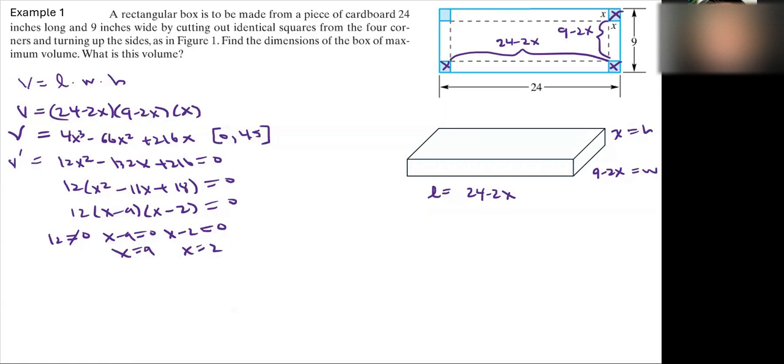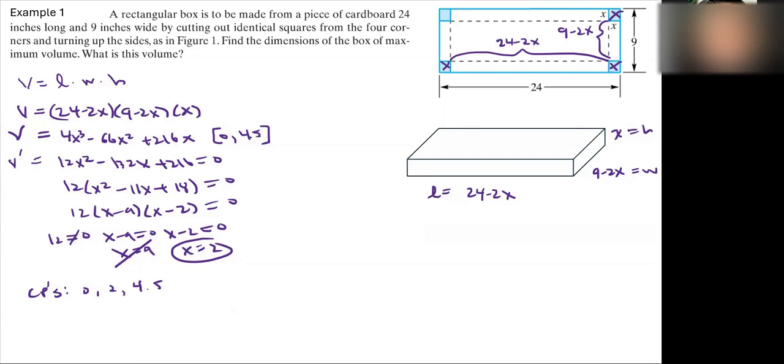As I mentioned, we can only be between 0 and 4.5. That means x equals 9 we're not going to use, but we are going to use x equals 2. So our critical points are going to be 0, 2, and 4.5. Now what do we do? We're going to plug that information into our original volume equation to figure out which gives us the maximum value.